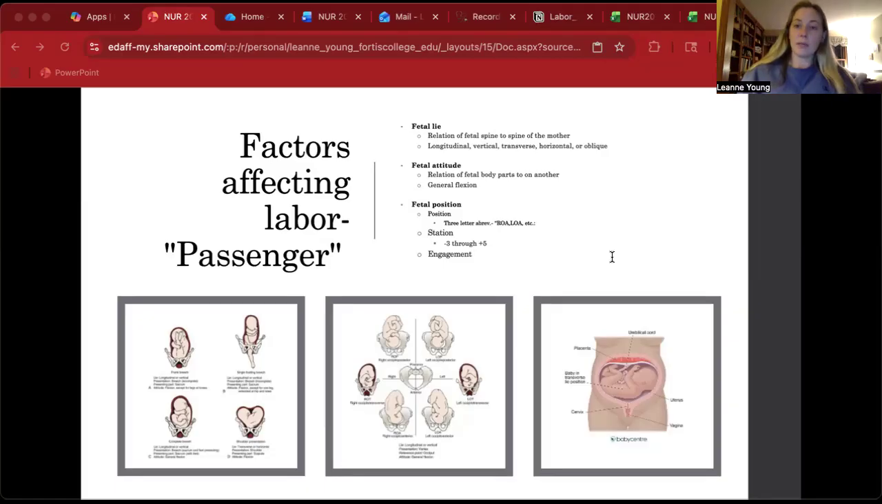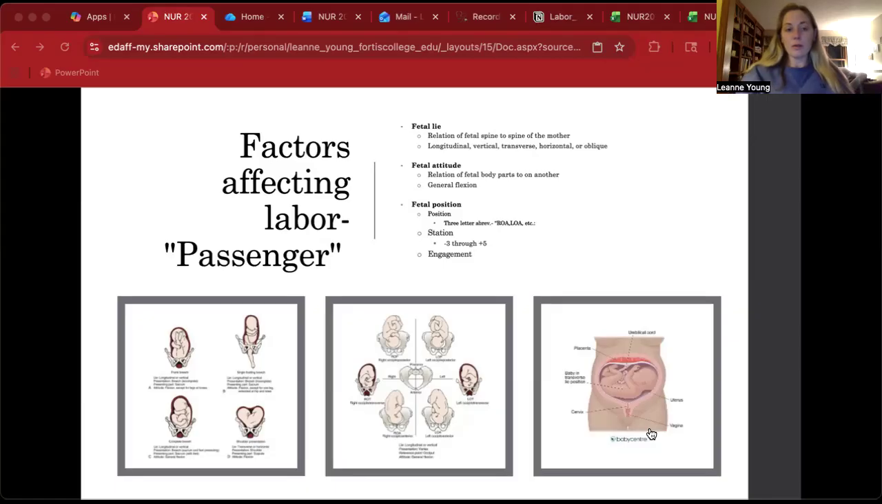Okay, and engagement just means that head is pushing down on that cervix, which is going to allow for labor to take place and for progression of labor to happen. Okay, typically baby's head is going to be engaged about the week before labor. This should happen before the mom goes into labor. It's usually what causes moms to go into labor.